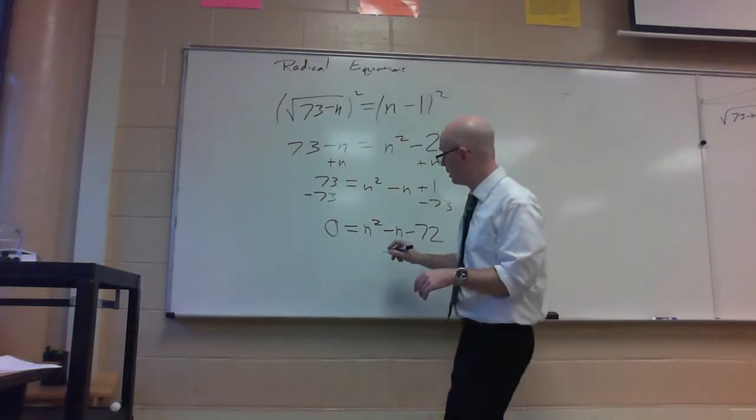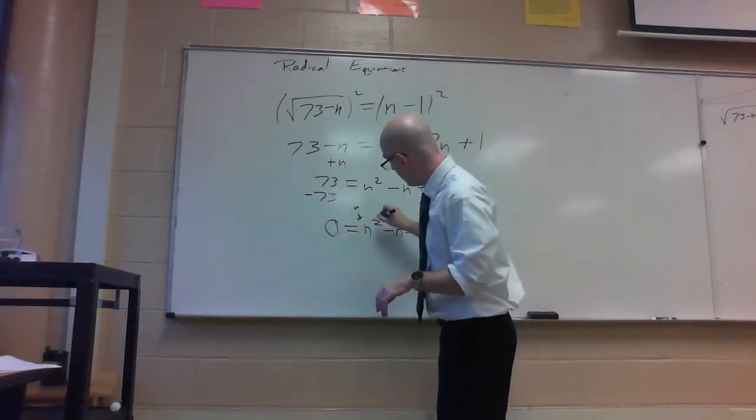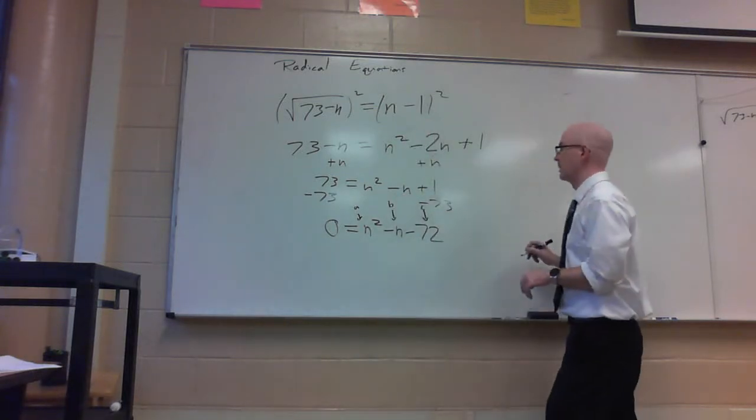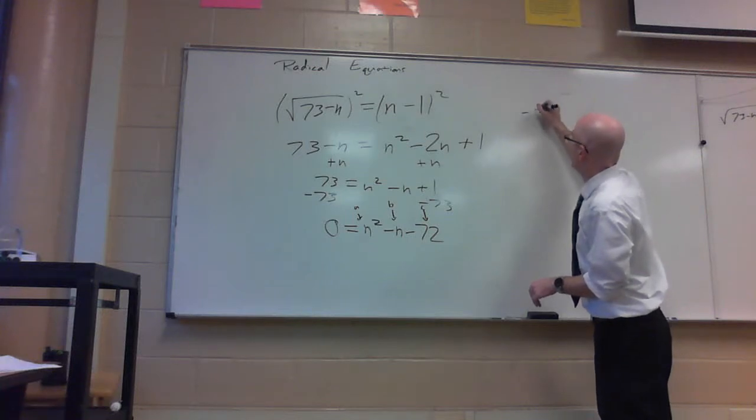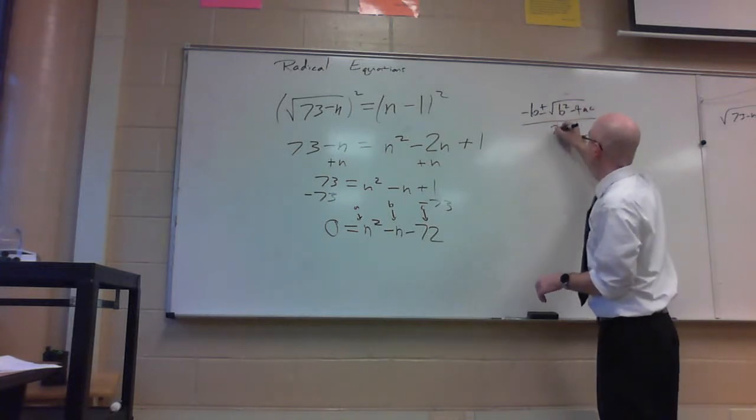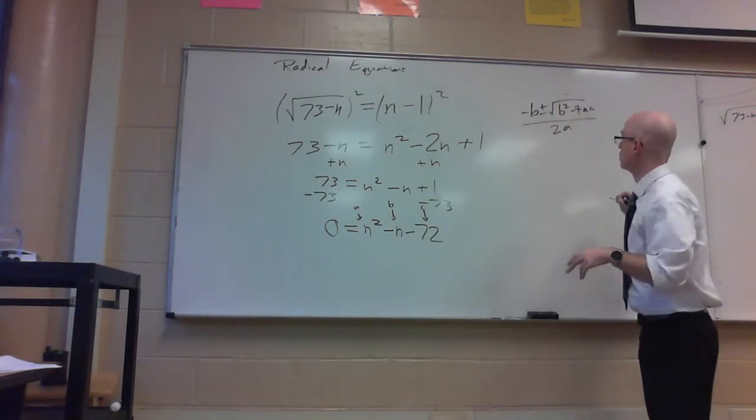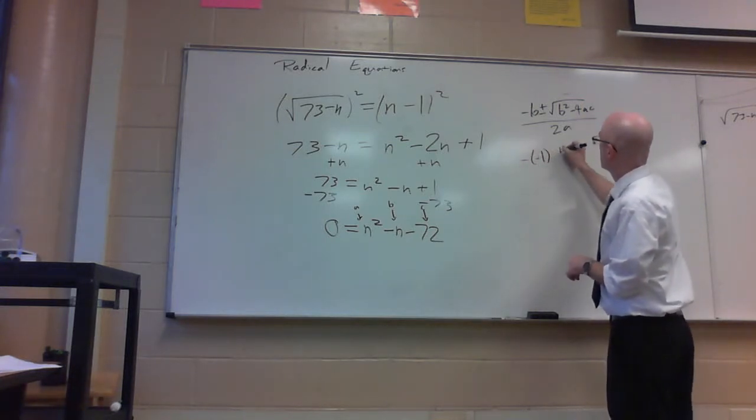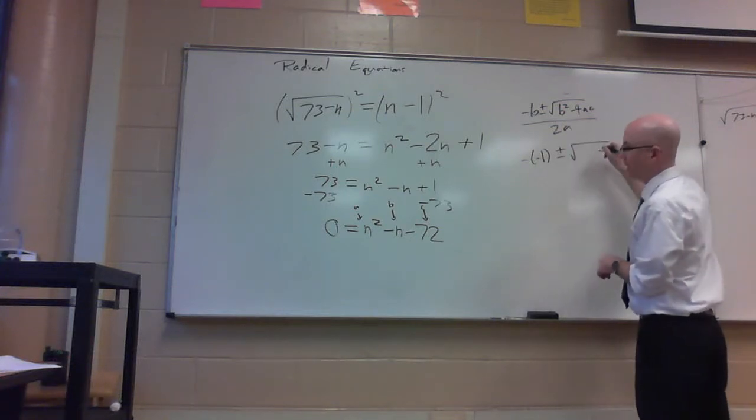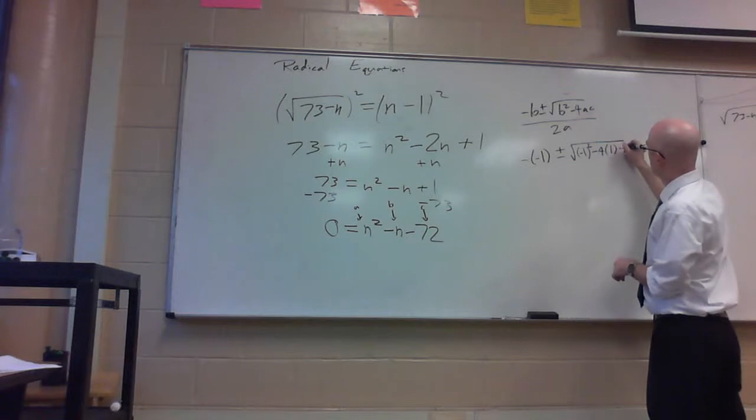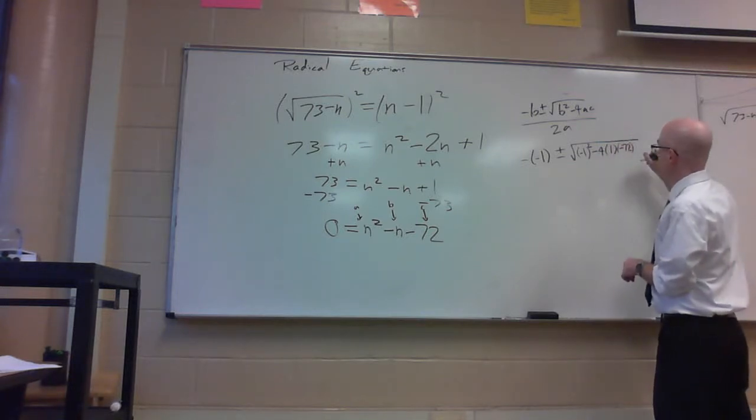So remember, the coefficient in front of here would be an A, the coefficient in front of here would be a B, and this whole thing is your C when we talk about the quadratic formula, which is negative b plus or minus the square root of b squared minus 4ac all over 2a. You've seen this before. That's an old friend. Plug in, so I've got negative 1 plus or minus the square root of negative 1 squared minus 4 times 1 times negative 72.